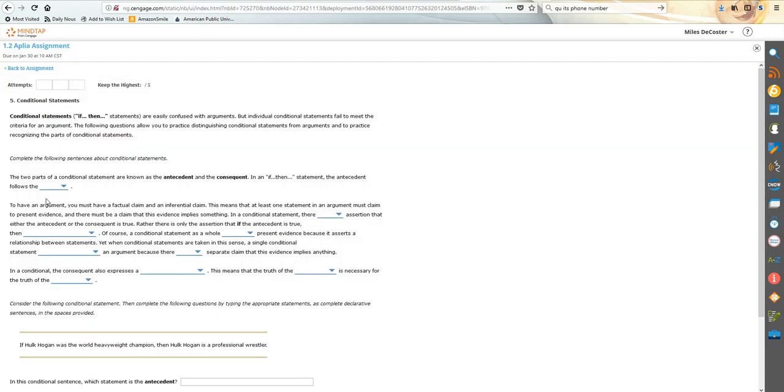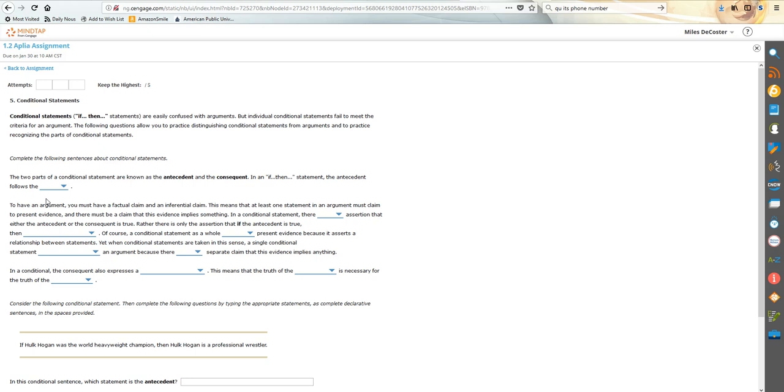So conditional statements are special kinds of statements that we'll talk a lot more about when we get to chapters 6 and 7. What they do is try to build a link between what's called the antecedent, or the first part of the conditional, the part that follows if, and the consequent, the second part of a conditional, the part that typically follows then.